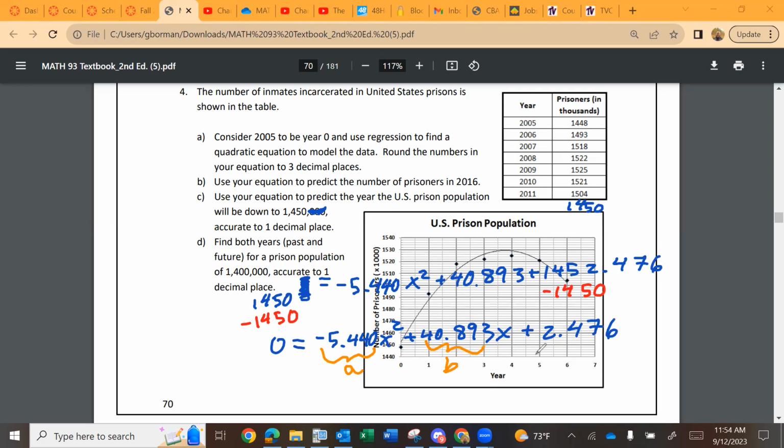B is 40.893, and C is 2.476. C is not 1452.476. You don't determine what A, B, and C are until you have the 0 over here. All right, so now we're ready to plug this equation into the quadratic formula, and that will solve for x. In other words, in this case, the year.